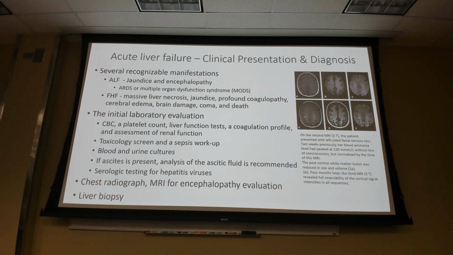We see ascites a lot in chronic liver failure, which we'll talk about next. But with these ones, we typically get everything on them. They'll get a chest X-ray. Once they're admitted, we'll get an MRI. We do the ammonia, just to check them for any encephalopathy. And they can do a liver biopsy as well, just to confirm the diagnosis.